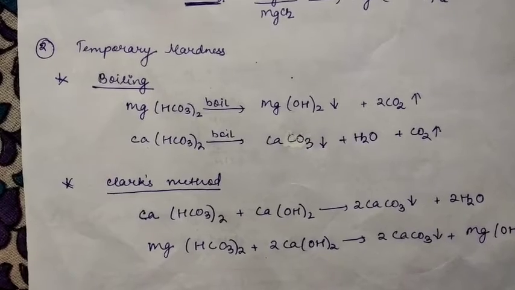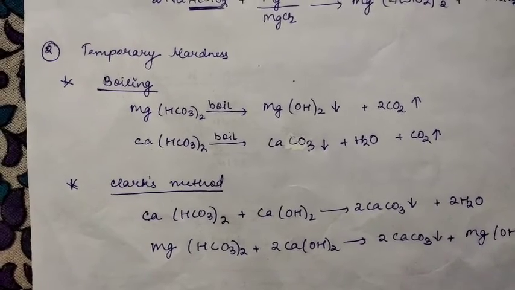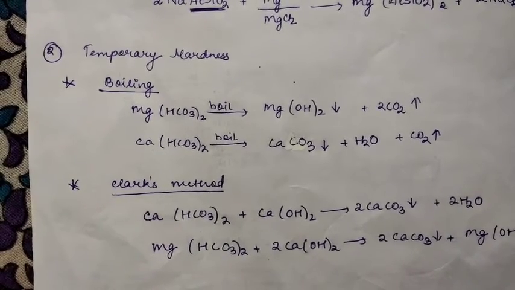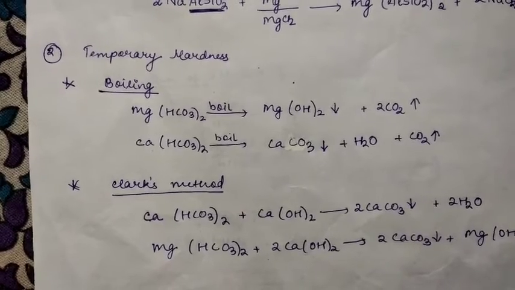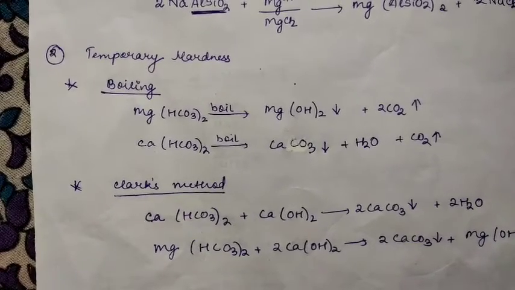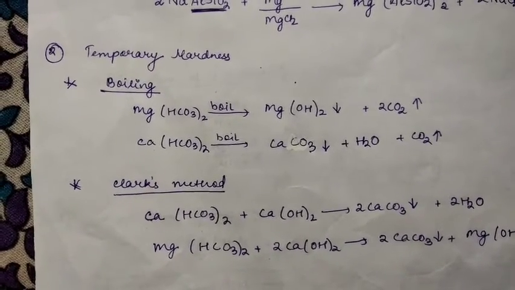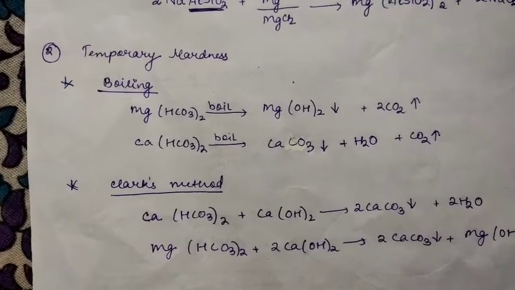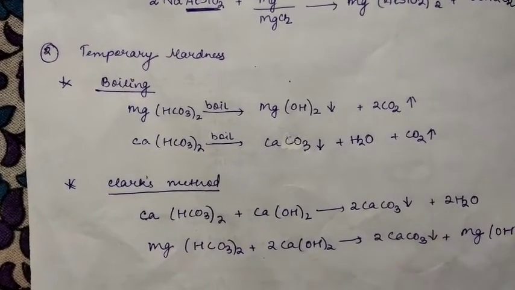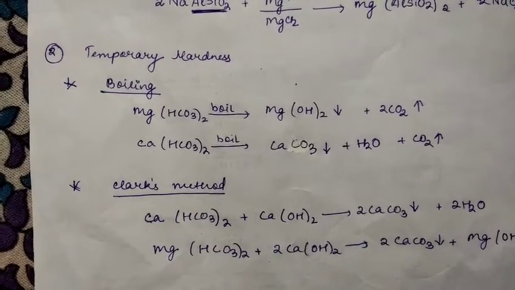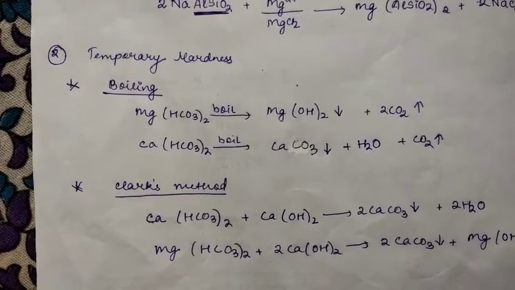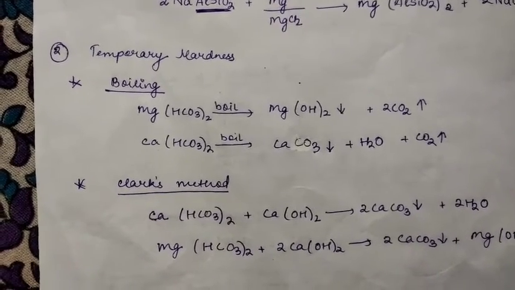As you know, the temporary hardness of water is due to the presence of magnesium and calcium hydrogen carbonates. The metals are magnesium and calcium, and the compound that is formed is magnesium hydrogen carbonate or calcium hydrogen carbonate. But in case of permanent hardness, it is due to the presence of magnesium and calcium chlorides or sulfates.